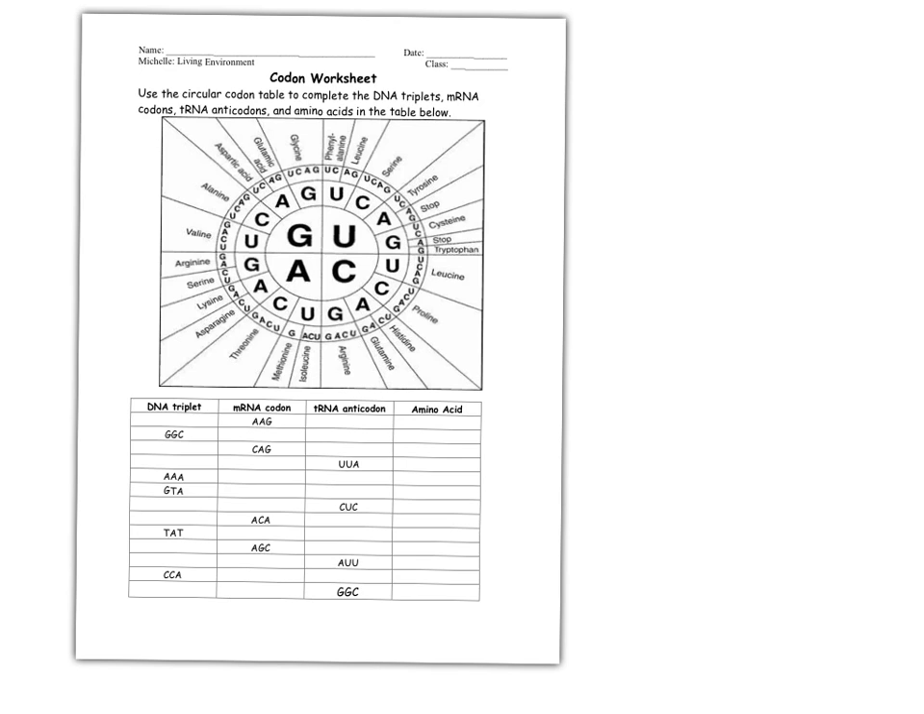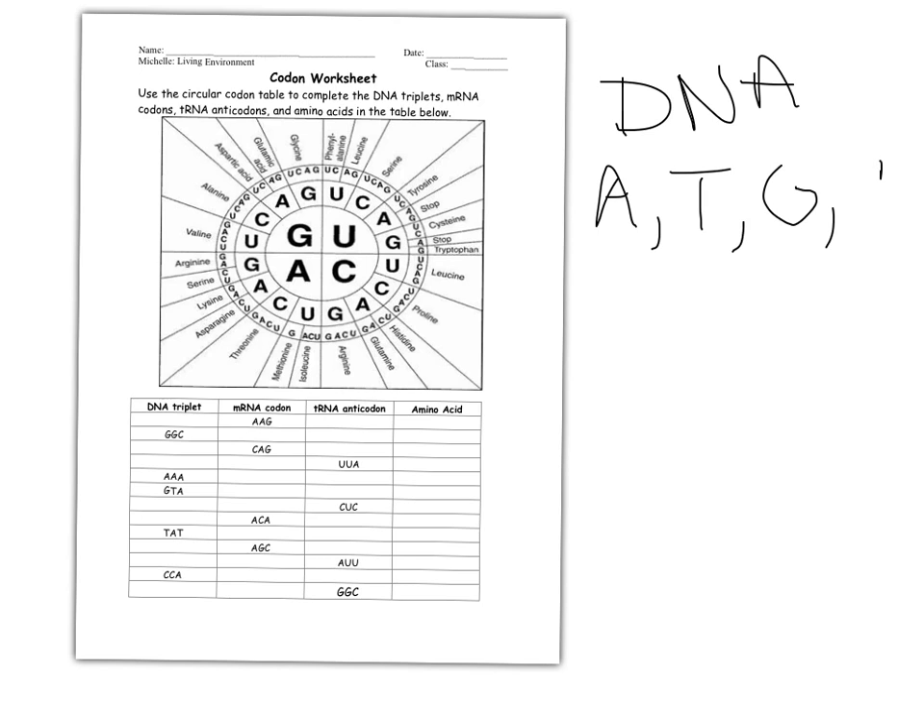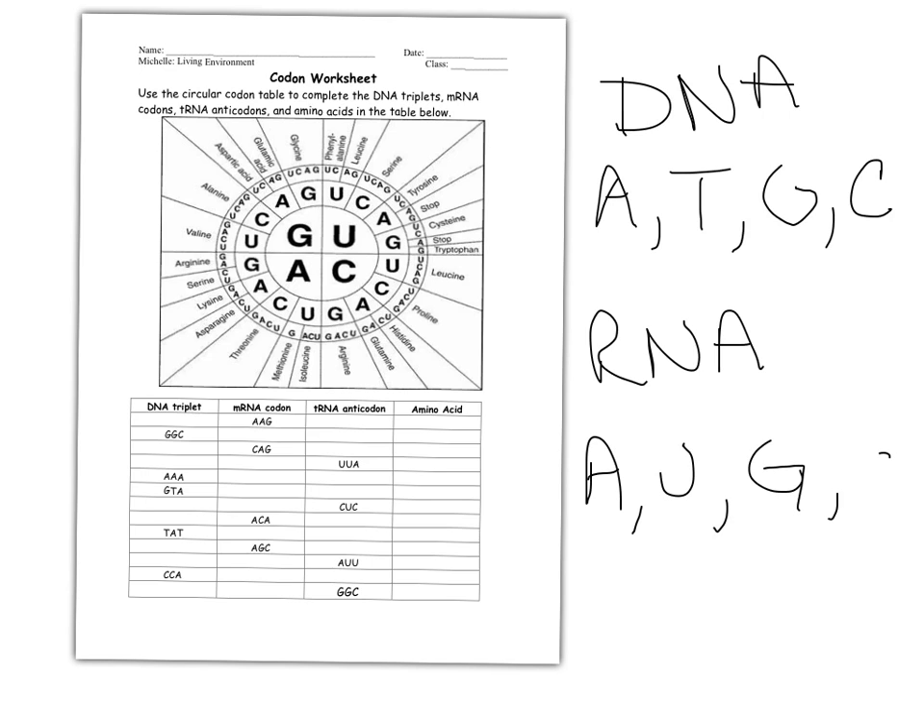Some things that you need to remember before we start is that mRNA is always complementary to DNA, and tRNA is always complementary to an mRNA strand. Now, if you remember, DNA has the bases of A, T, G, and C. And RNA always has the bases of A, U, G, and C.